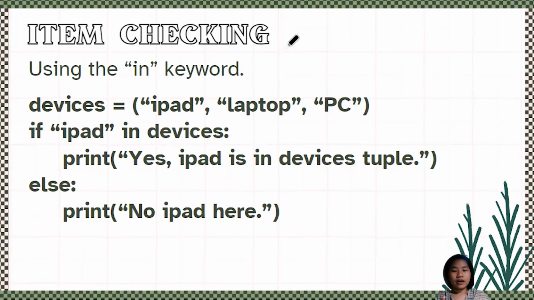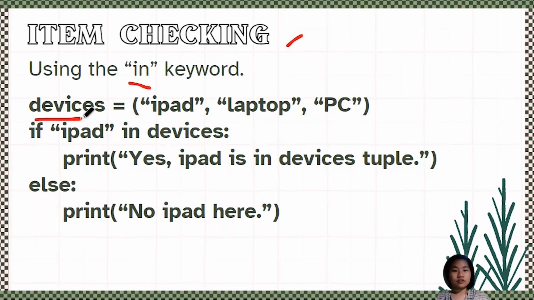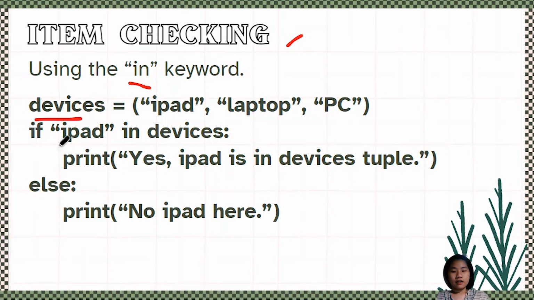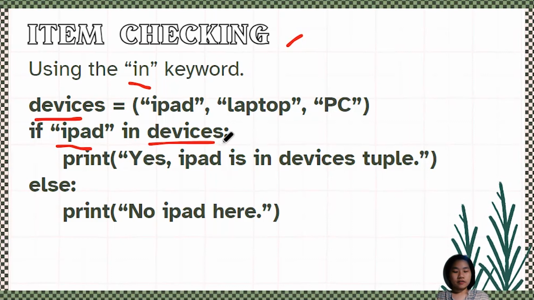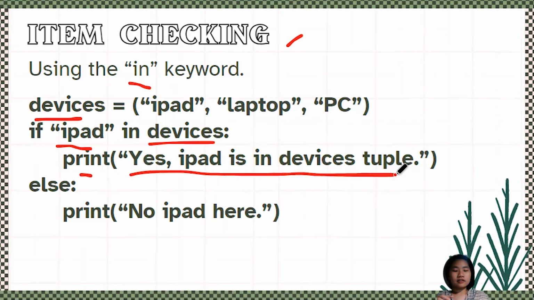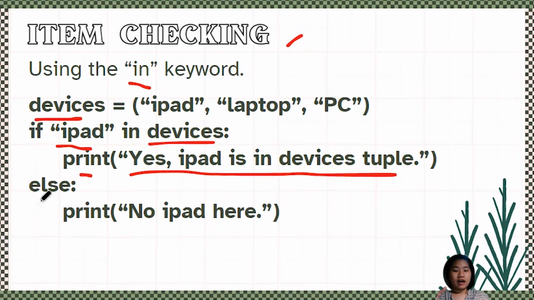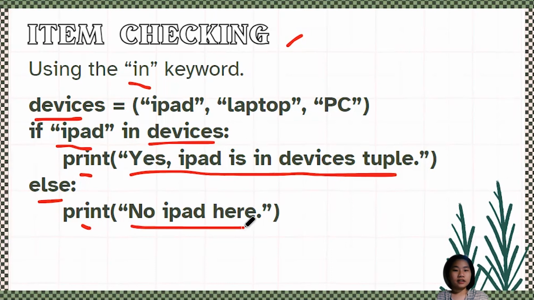Last but not least, we have item checking using the in keyword. We have our good devices tuple over here. If iPad in devices, very easy to understand. If the value iPad is actually in the tuple devices, print yes, iPad is in the devices tuple. Else, aka if not or if otherwise, print no iPad here.